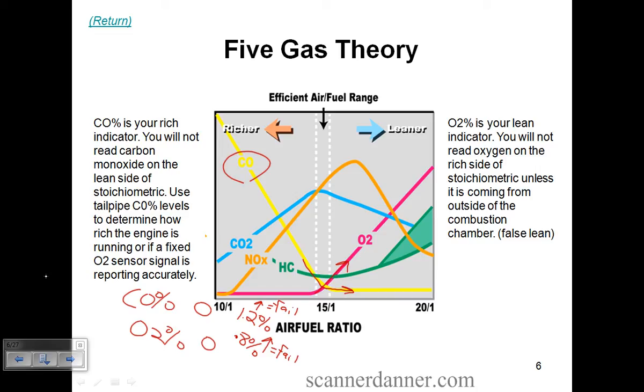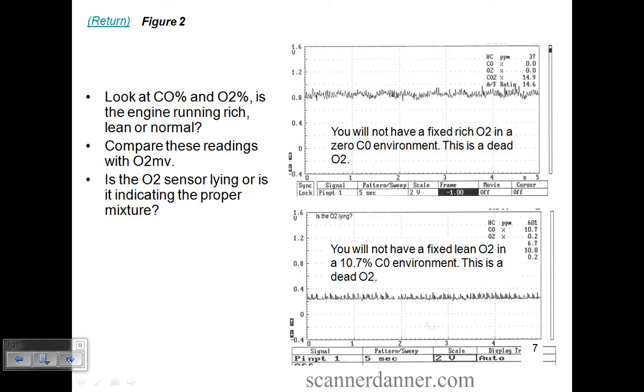So if we see, say, CO percent is 4 or 5%, and we see an O2 that's flatline rich, say 900 millivolts, is the sensor lying? Tailpipe gases are saying rich. O2 is saying rich. Sensor's not lying. What's a lying sensor look like? Here's one. This one's about 800 millivolts, pretty crappy looking signal, and I have a CO percentage that's 0. That sensor's lying.